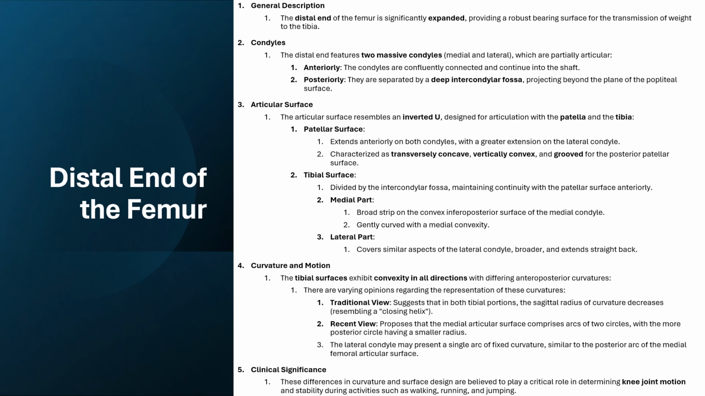articular surfaces. The clinical significance: these differences in curvatures and surface designs are believed to play a critical role in determining knee joint motion and stability during activities such as walking, running, and jumping.